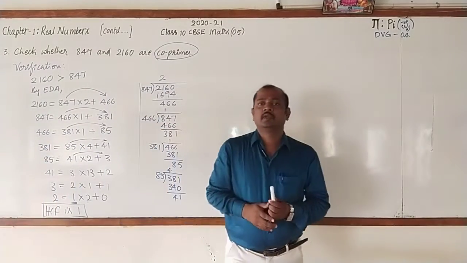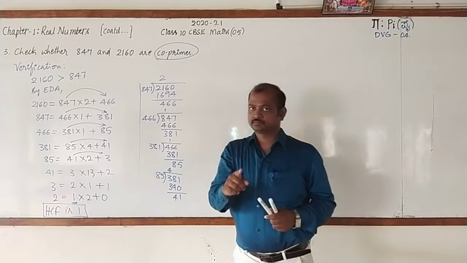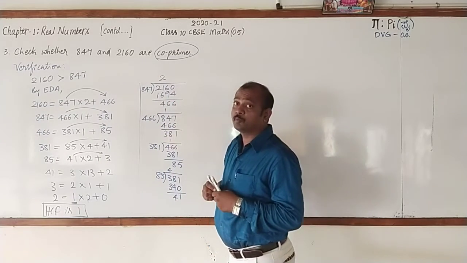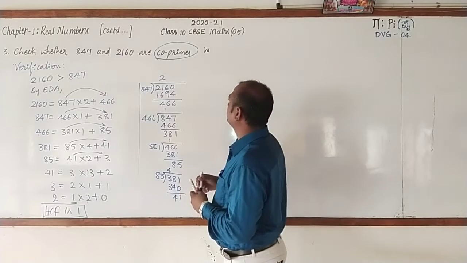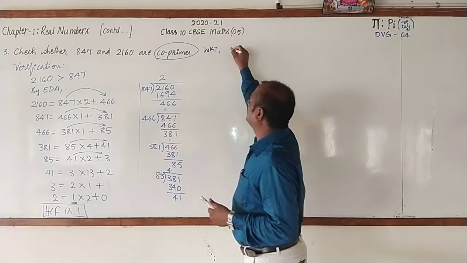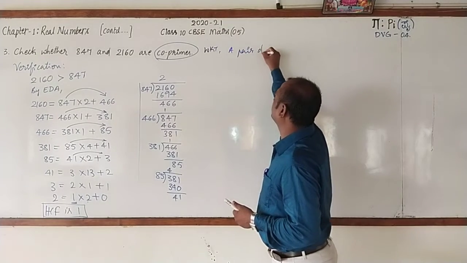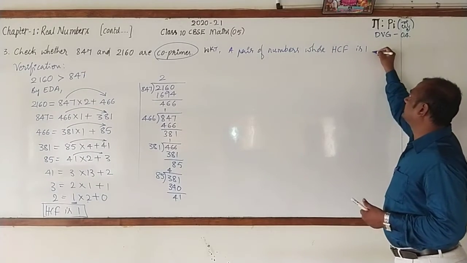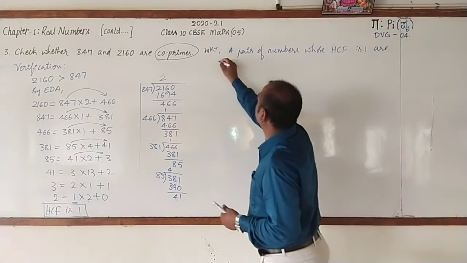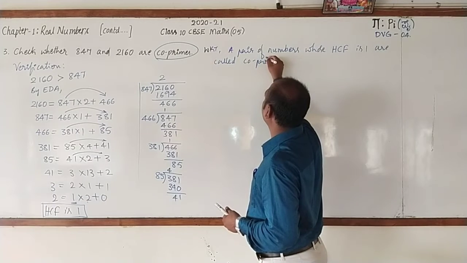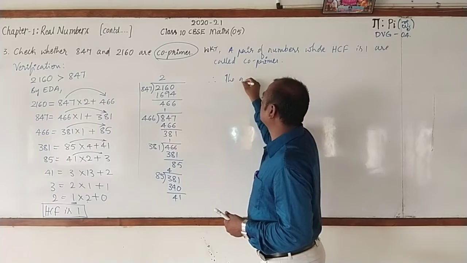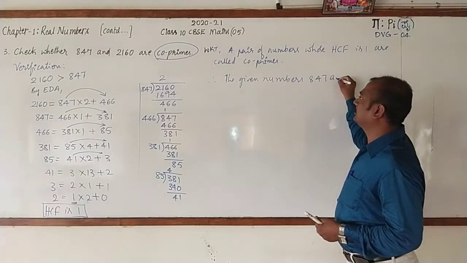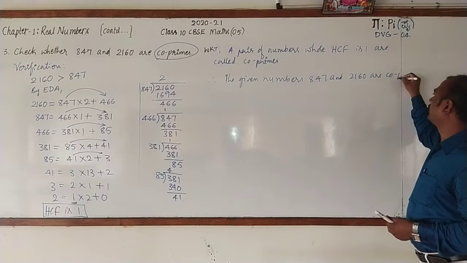Now, we all know that a pair of numbers having the HCF 1, that pair is called co-primes. Hence, these two are co-primes. We can write, we know that a pair of numbers whose HCF is 1 are called co-primes. Therefore, the given numbers 847 and 2160 are co-primes.